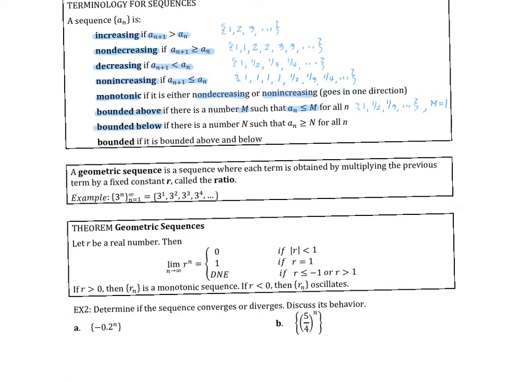Bounded below is if there's a number n so that all the terms are greater than or equal to that number. So if we look at the very first sequence, 1, 2, 3, and so on, notice that if n is equal to 1, then all my terms are equal to 1 or greater than 1. So we simply say a sequence is bounded if it's bounded above and below. It has to be bounded both above and below.